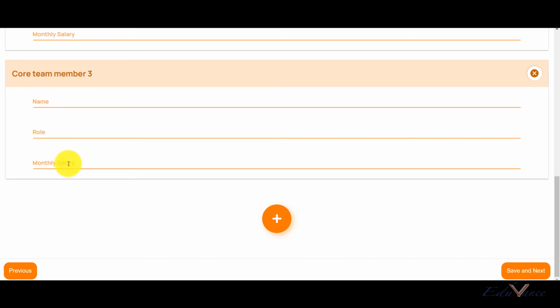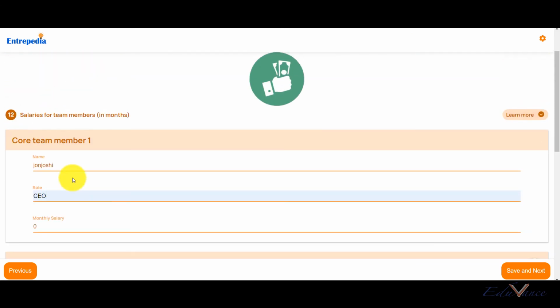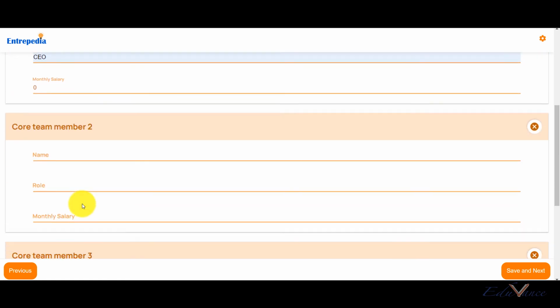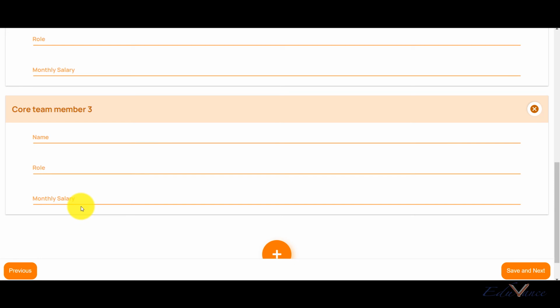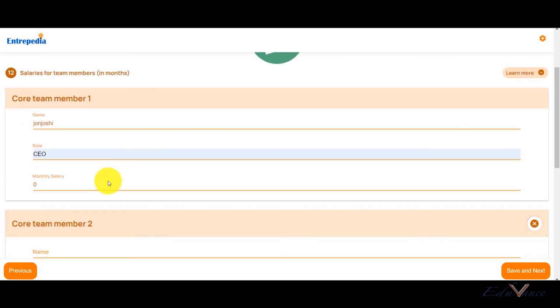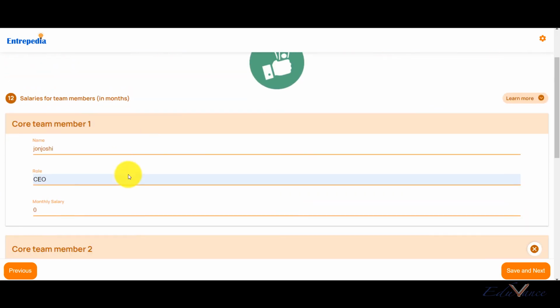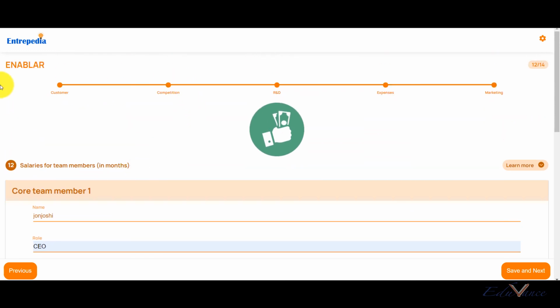However, please remember that this cost of salary will get multiplied by 12 times because this is a monthly salary. It's a per month salary. So be careful about that. So the more people you hire, the more salary you will have to pay. Hence, higher would be your cost. Okay guys, so just be careful about this. So I'm just showing you, in case you decide to hire people and pay salaries, this is where you will enter the information on Entrepedia.